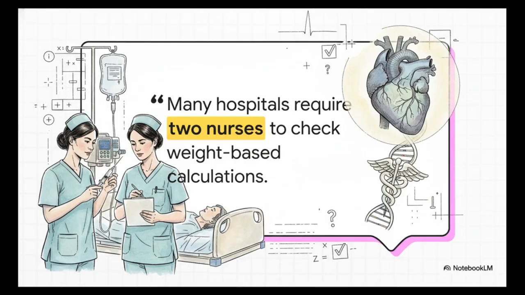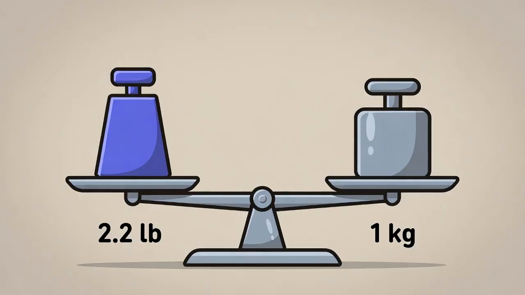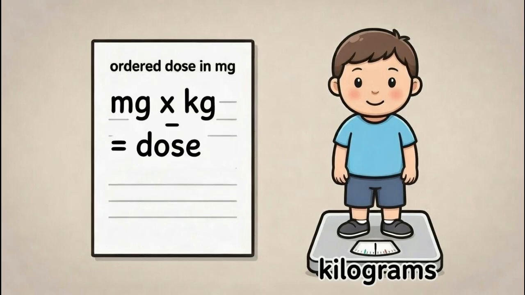Make sure. If you're given the weight in pounds, get it to kilograms. If they give it to you in kilograms, you're golden. You don't have to worry about it. But always remember how to convert: divide the pounds by 2.2 to get your kilograms. Remember, kilograms is always going to be a lower number than pounds. Step 2, multiply that weight in kilograms by the ordered dose per kilogram. Again, multiply the weight in kilograms by the ordered dose per kilogram.